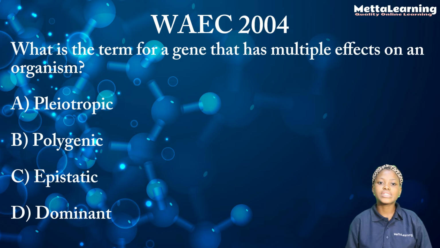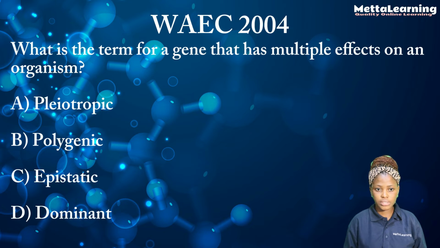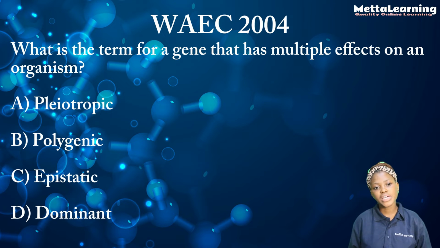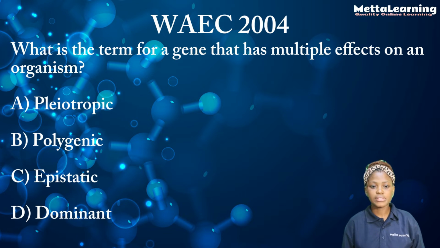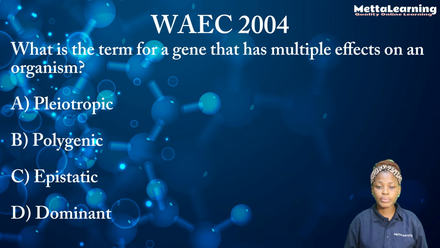2004, objective question 20. What is the term for a gene that has multiple effects on an organism? Option A, pleiotropic. Option B, polygenic. Option C, epistatic. Option D, dominant. Pleiotropic, option A, is the correct answer.